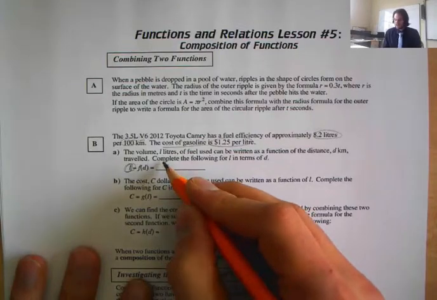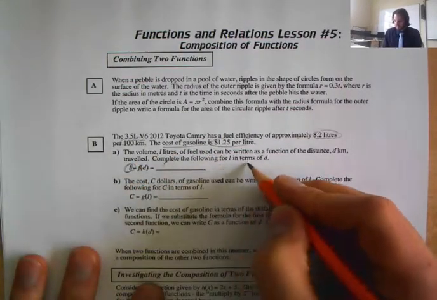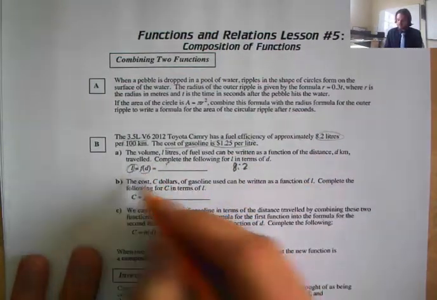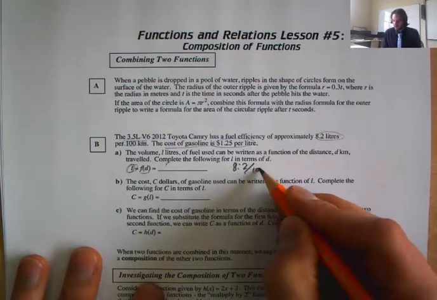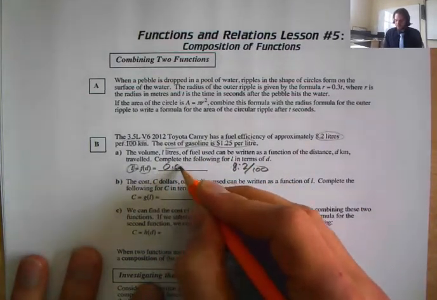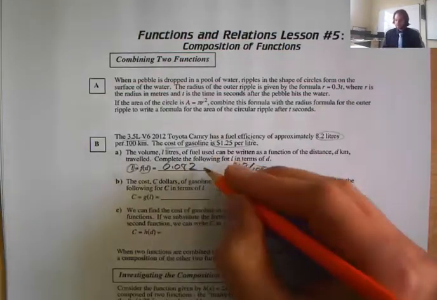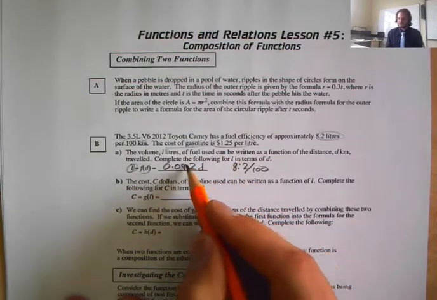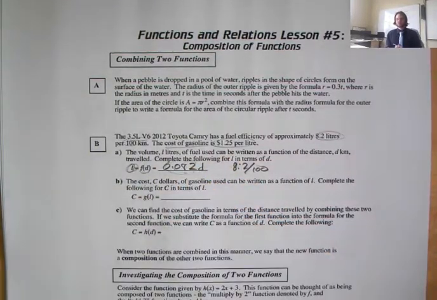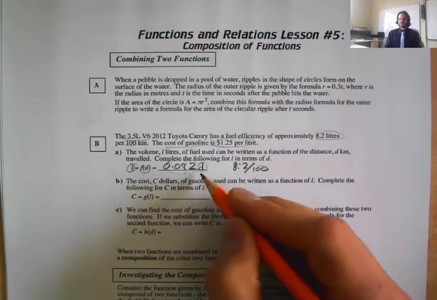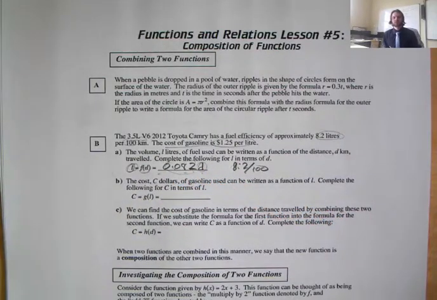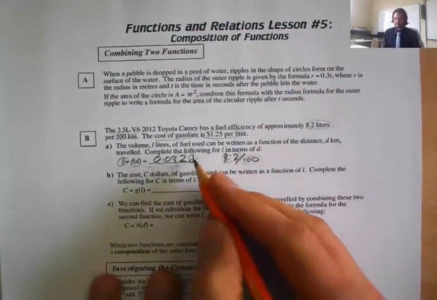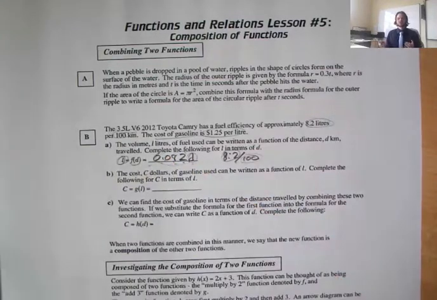If I look at this, I want to know the function of distance per liter. 8.2 divided by 100. So I end up getting 0.082, okay? Because that's my distance. So each kilometer is only 0.082 liters. So I have to multiply this by my distance to get how many liters we use. So it's 0.082 liters per kilometer. So now it's in terms of distance.